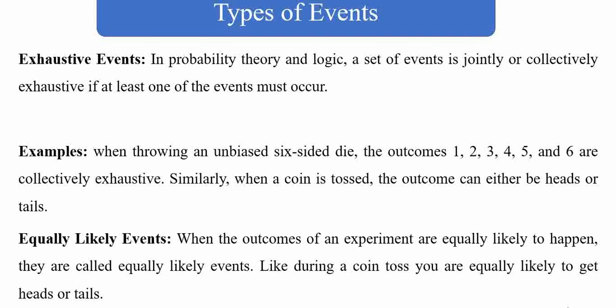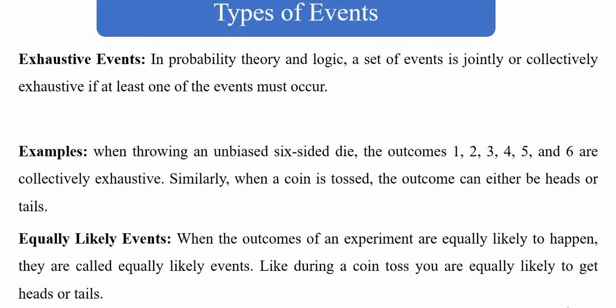It will be more clear from the example. Let's see the examples. When throwing an unbiased six-sided die, the outcomes 1, 2, 3, 4, 5, and 6 are collectively exhaustive. Similarly, when a coin is tossed, the outcome can either be heads or tails.